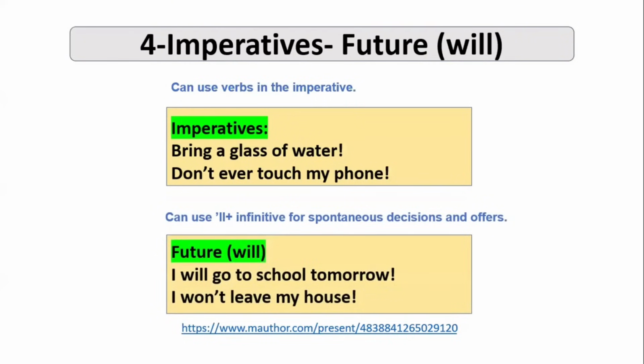I will go to school tomorrow. Spontaneous يعني تلقائي. It means like I didn't plan for this before. It's just something that happens right now while I'm talking. I thought about this, so I will do it. I will go to school tomorrow.